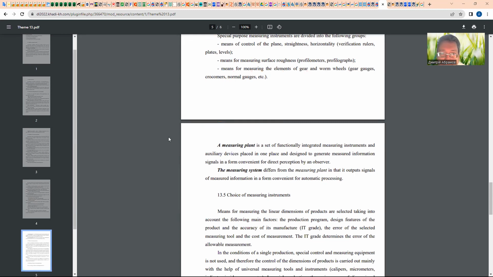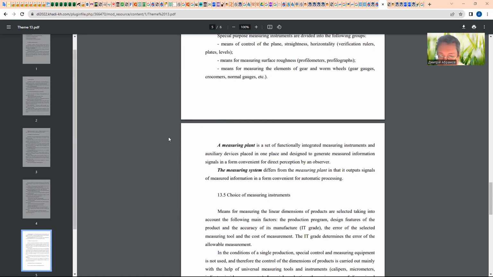Means for measuring the elements of gear and worm wheels: gear gauges, crocometers, normal gauges, etc.